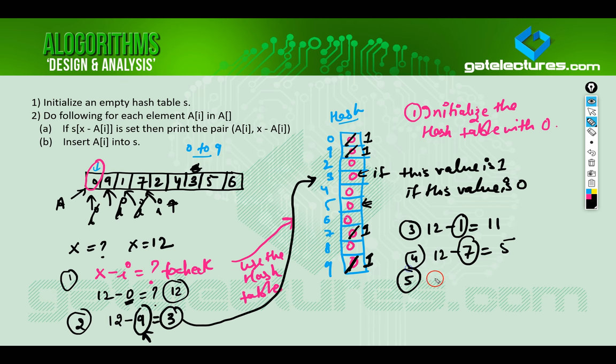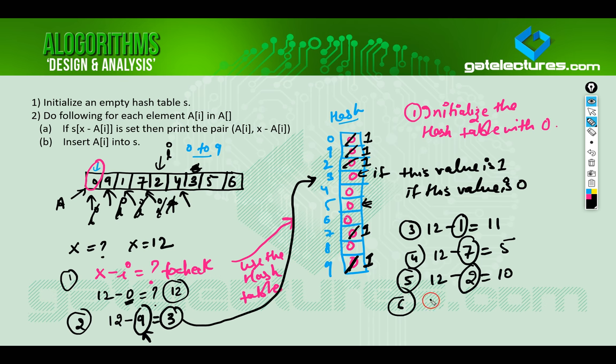Again, the next value is 2. So I'm going to do 12 minus 2, which is going to be 10. Now check whether 10 exists. We have not created any location for 10. So at index location 2, I'm going to make this value as 1. Again, increment the value of I.